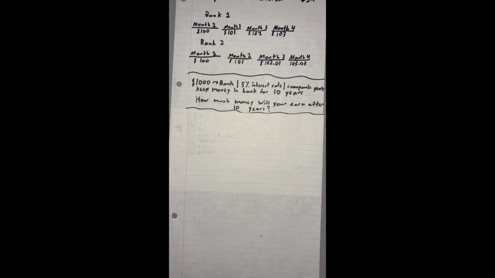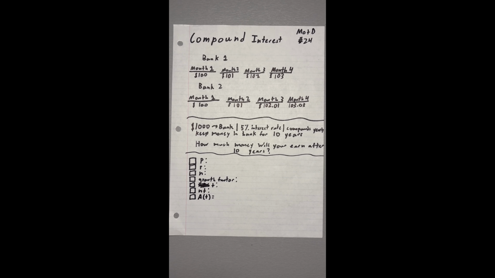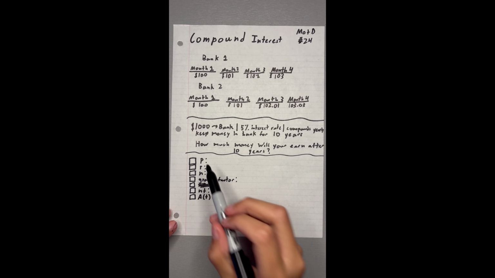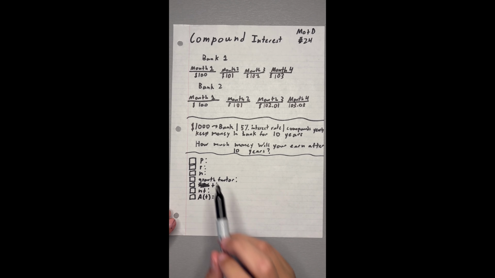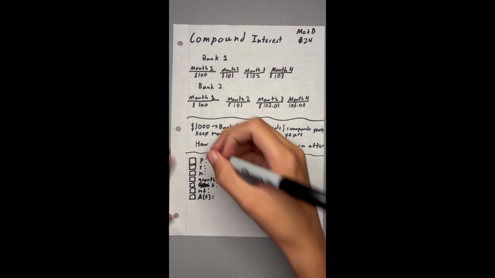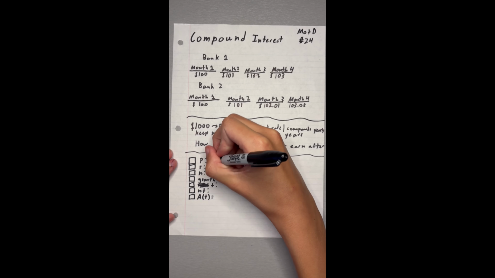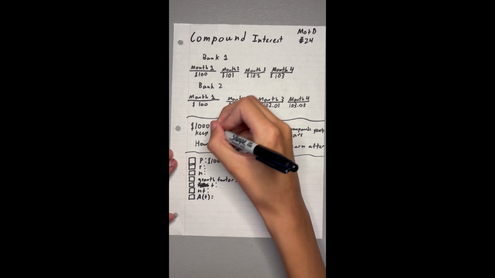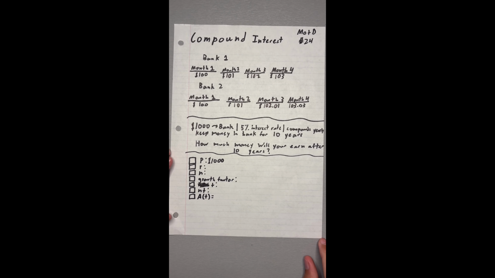To make this easier, let's make an equation. This won't be an exponential function format, but it will be similar. First, we have to determine the principal. We will call this P. This is the amount of money you start with, or your original investment, like your initial value. This means our principal is $1,000, as you can see here. That's the amount of money that we put into the bank.